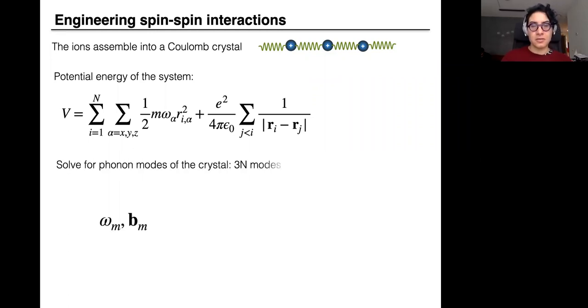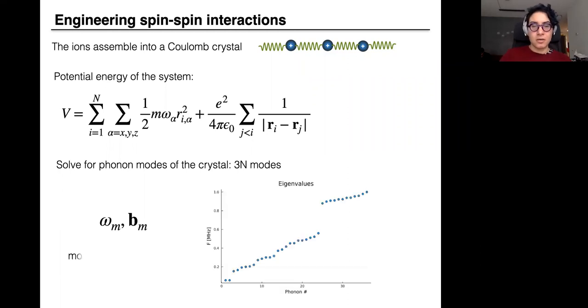And then you can solve for the phonon modes of the crystal. If you have n ions, you'll have 3n modes. Each mode is specified by its frequency and by its eigenvector. The eigenvector tells you the amplitude of the mode at the position of each ion. Here you see this is omega, and the normal mode itself is this boldface B.